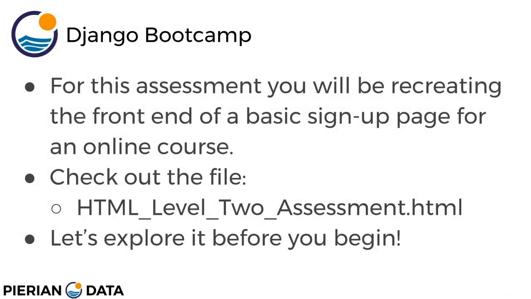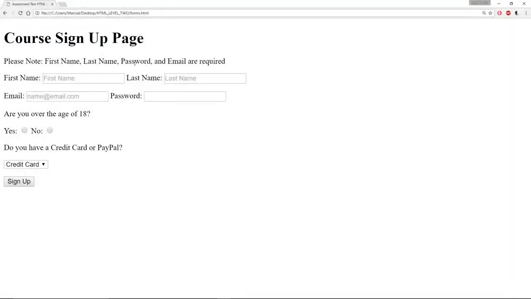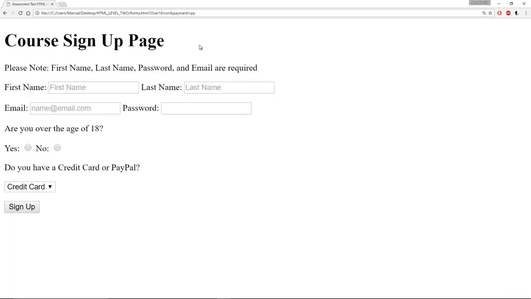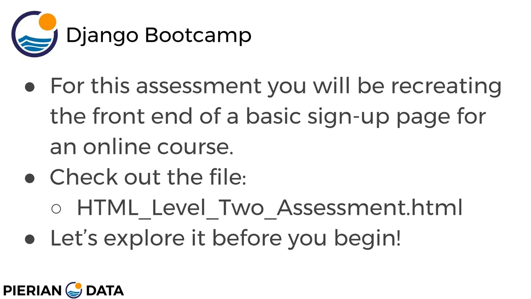Hello everyone and welcome back. We've reached the end of HTML level 2, so we'll have an assessment. For this assessment, you're just going to be recreating the front end of a basic sign-up page for some sort of online course website. So check out the file HTML level 2 assessment.html. Just copy that full file path and put it into your browser. Try not to actually look at the HTML, and let's explore it before you begin because it's what you're going to be recreating for your assessment.